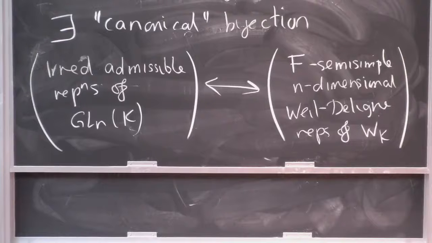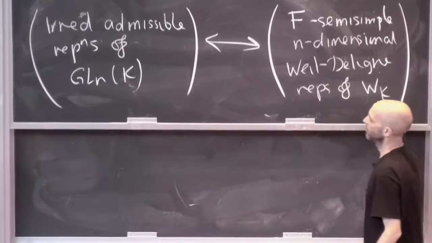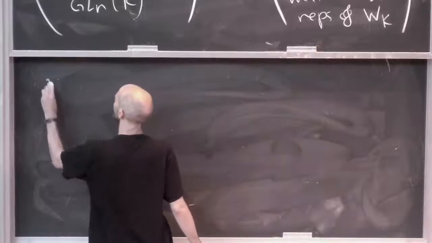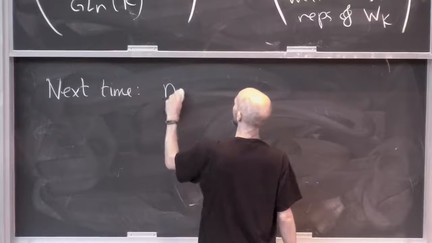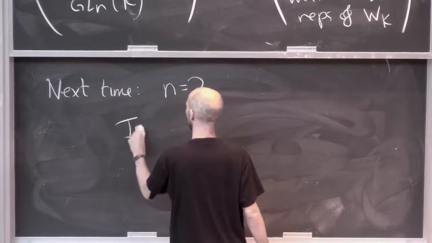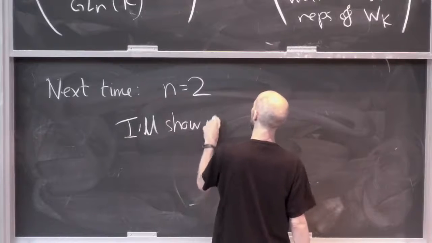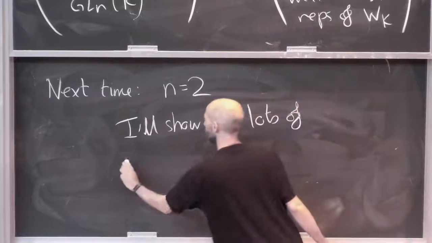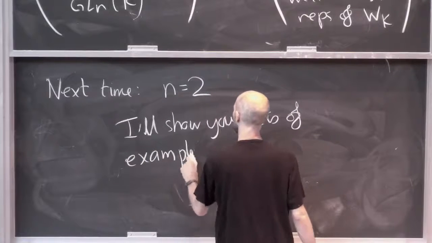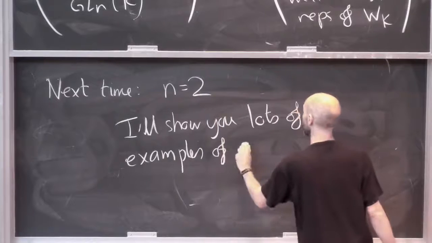So what I'll show next time is I'll just convince you that for n equals 1, this is local class field theory. And for n bigger than 1, I'm going to talk about the case n equals 2. So maybe I should tell you what we're going to do next. Next time, we're going to stick to the case n equals 2, and I'll show you lots of examples of elements of both sides.